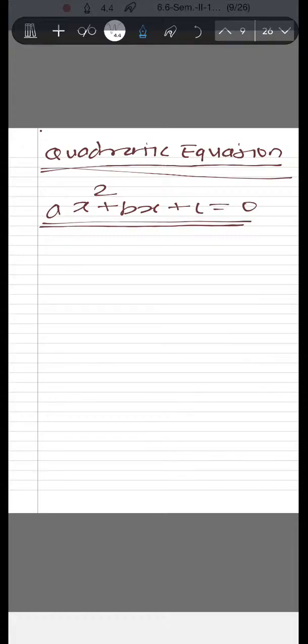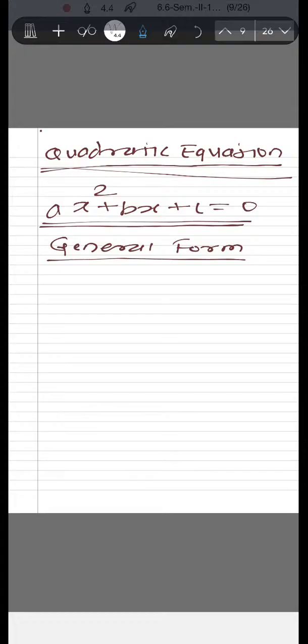What I said: any polynomial having a highest degree of 2 is a quadratic equation. The equation you can see on your screen is known as the standard equation, or instead of standard form, we can use the word general form, of a quadratic equation.